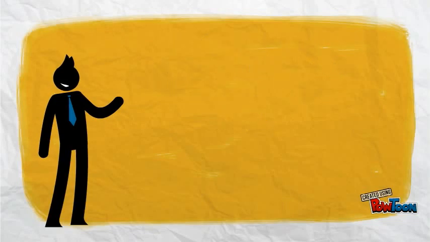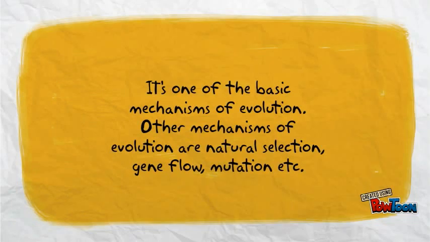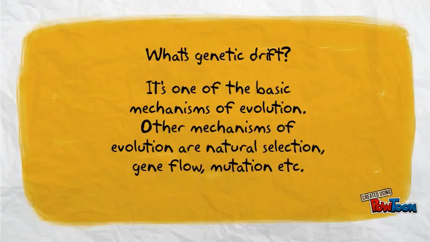Today we are going to be discussing genetic drift and its effect on evolution. So, what is genetic drift? It is one of the basic mechanisms of evolution. Evolution is the slow process that changes living organisms such as animals and plants.